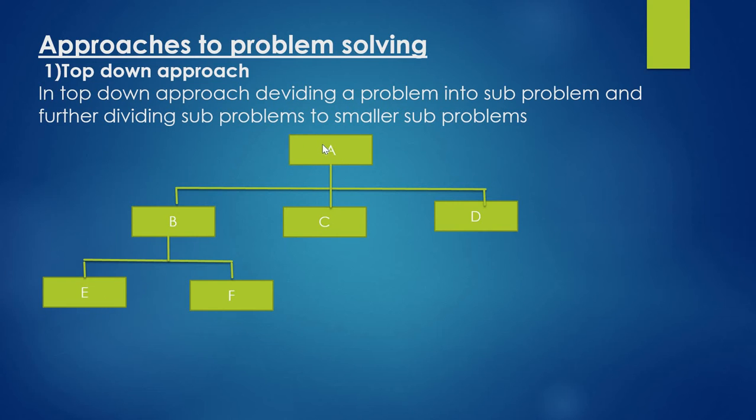See here, A is the problem, a very large problem. Then we divide that problem A into sub-problems B, C and D. Then again this sub-problem B is divided into sub-problem E and sub-problem F. Like that, one larger problem is divided into smaller problems, then again that smaller problem is divided into still smaller problems. That is the top-down approach.